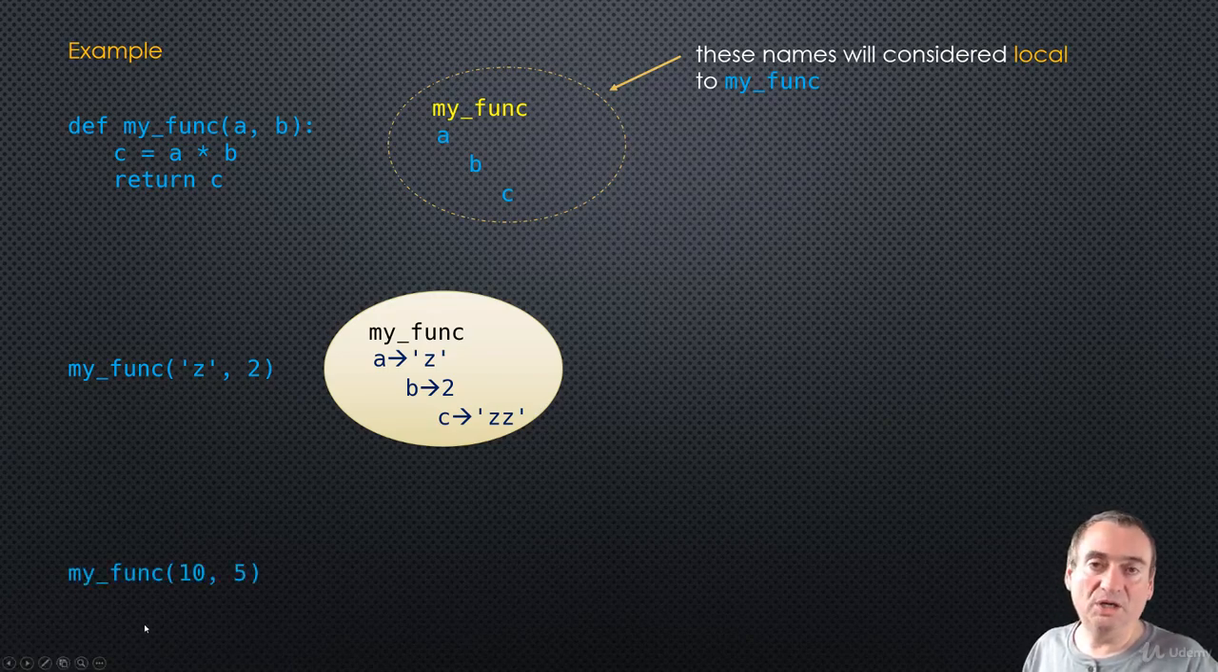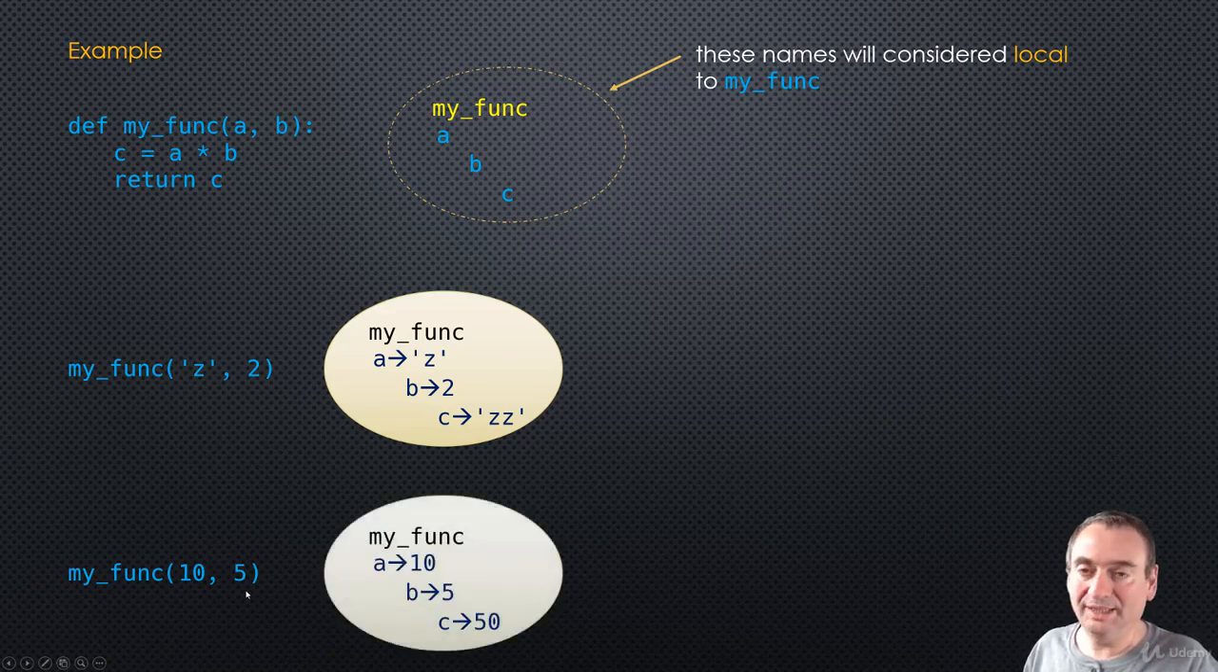Let's say we call myfunc again with two different variables, 10 and 5 this time. What happens? Well, at that point, we're calling the function, Python creates a new scope, and it creates those variables a, b, and c in the local namespace, and it binds them to these values, 10, 5, and 50. So we have different scopes every time a function is called. The scope does not get created when the function is defined.